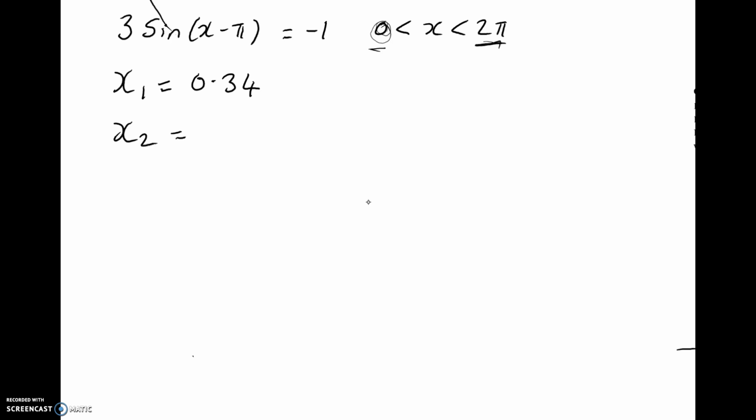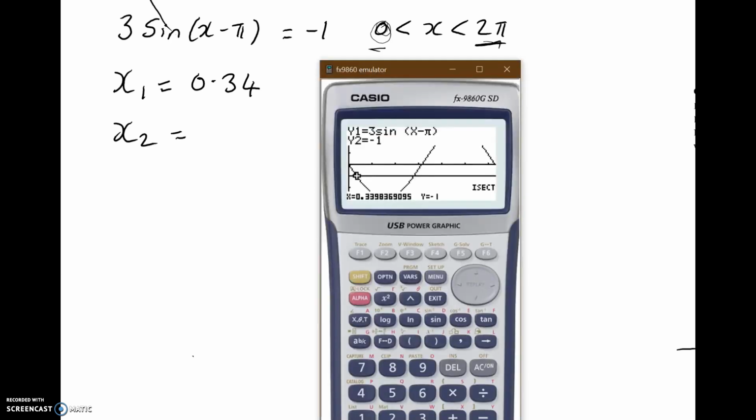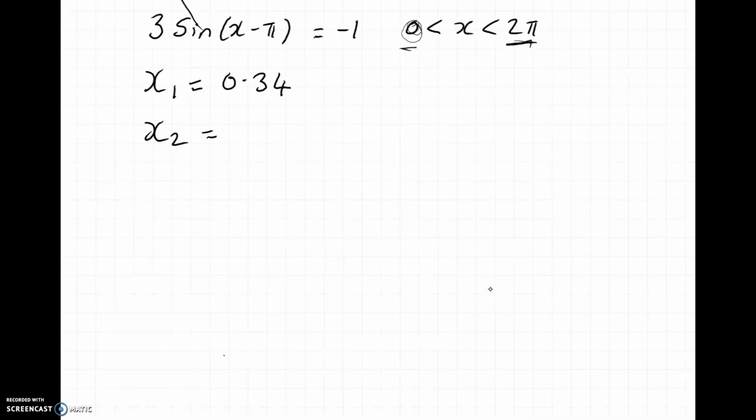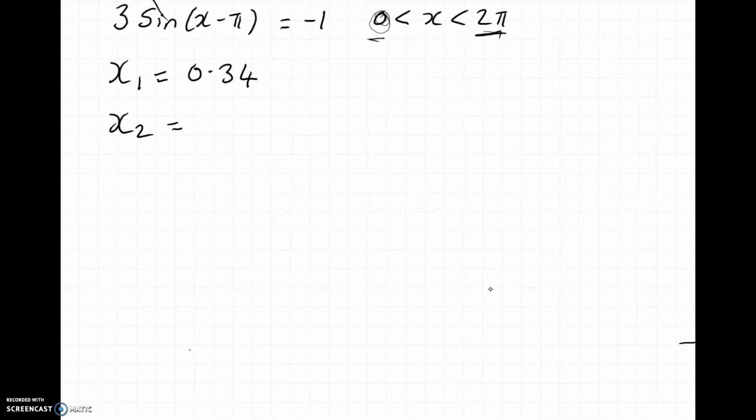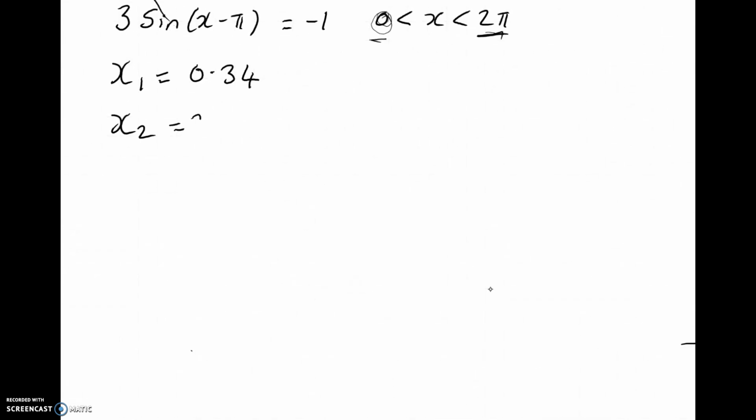We're going to find our second solution by pressing the arrow mark to the right. So I get 2.8. Now if I press the arrow mark to the right again, it doesn't move anymore because there aren't any more solutions within this domain. So I'm just going to write down the 2.8. And we are done.